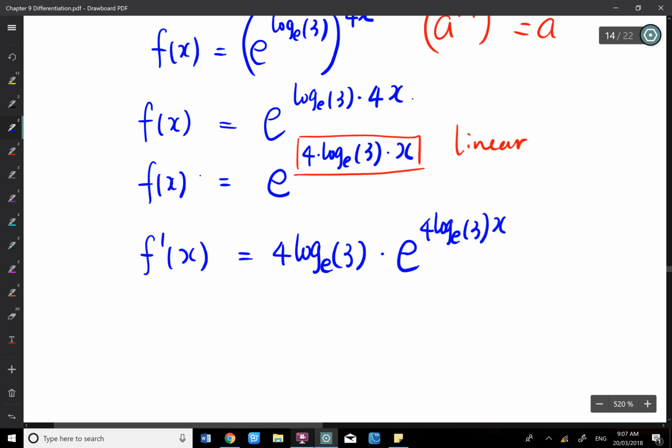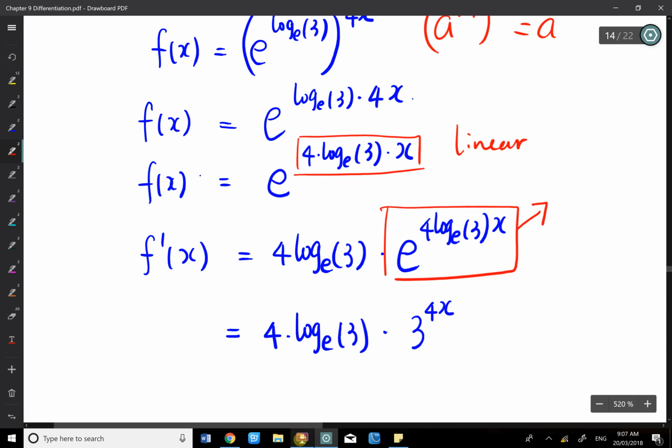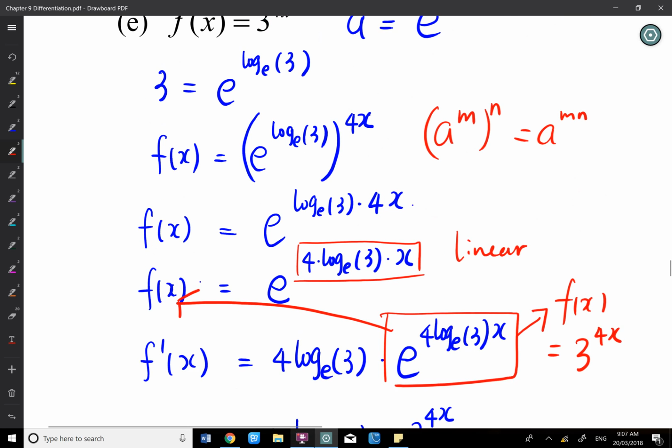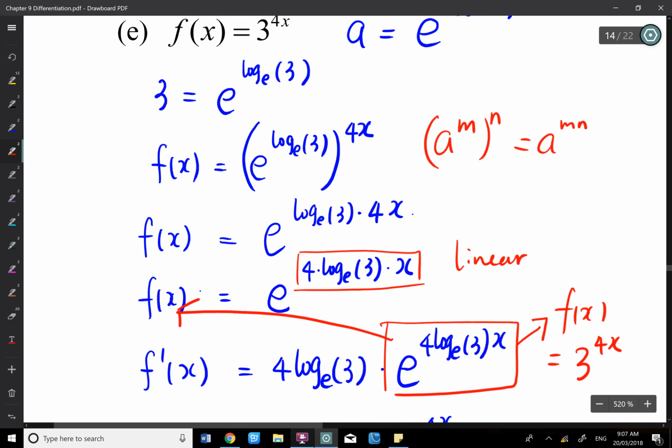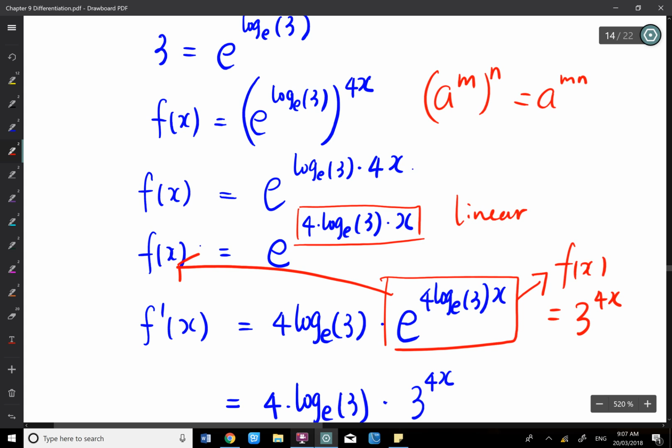We repeat that again. But e to the power 4 log e3x, that's just f(x). So we can change it back to 3 to the power 4x. This is f(x). f(x) equals 3 to the power 4x. Why is it f(x)? Because here, that is just f(x). We made f(x) at the beginning look like this.